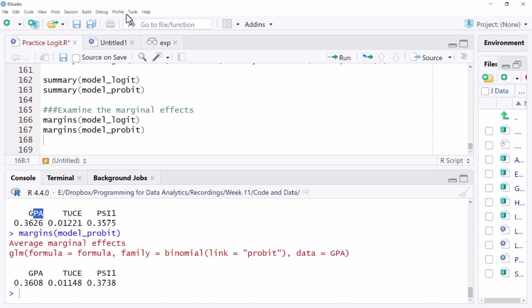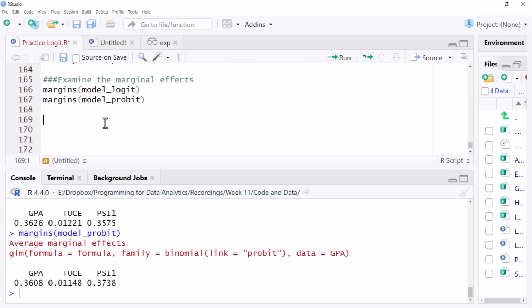First and foremost, we are interpreting these as average effects right now. We can say that a 1 unit increase in grade points, on average, leads to a 36% increase in the probability of getting A. Similarly, there is an almost similar 35 to 36% probability increase if the student was exposed to the new teaching method.